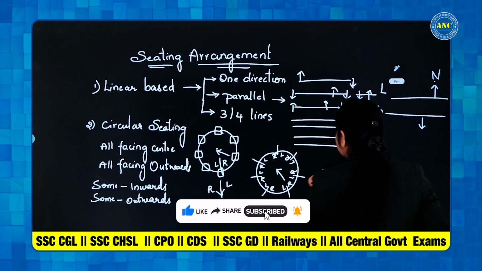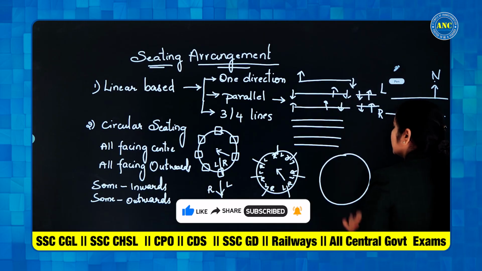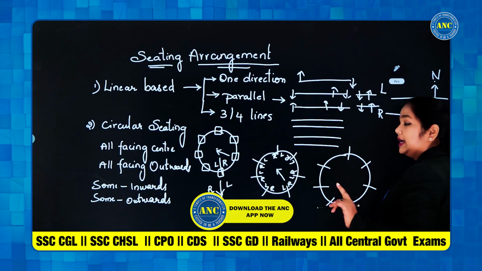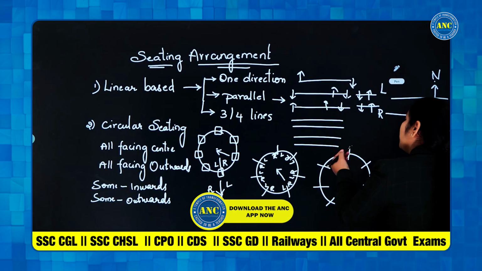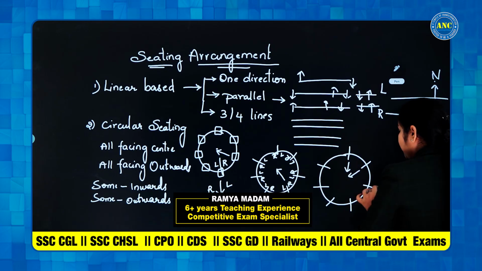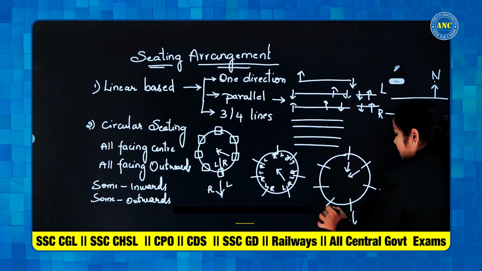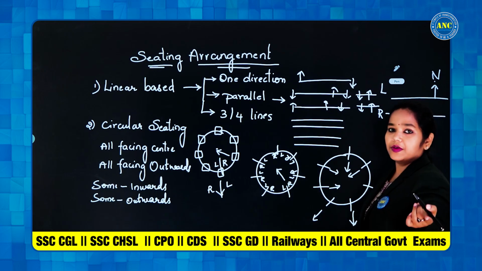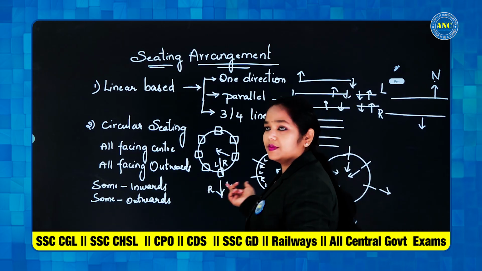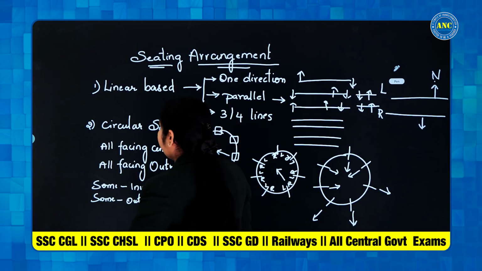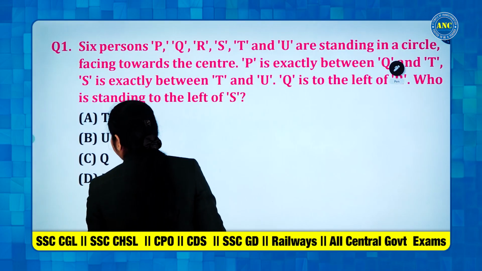Another model which we can see in circular arrangement is, we will have different number of people given, and some of them will be facing the center of the circle, some of them will be facing away from the circle. Then also positioning is important. Understood?